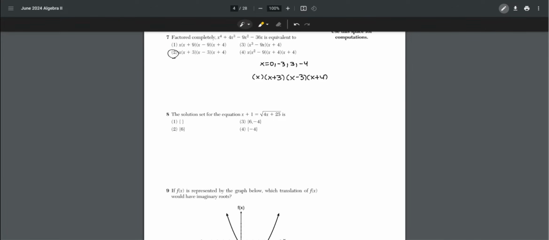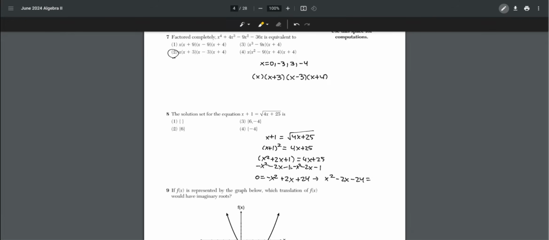Number 8. The solution set for the equation x plus 1 is equal to the square root of 4x plus 25 is. The first step would be to square both sides. This would be x squared plus 2x plus 1 is equal to 4x plus 25. Then move everything to one side. 0 is equal to negative x squared plus 2x plus 24, which becomes x squared minus 2x minus 24, and this factors to x is equal to negative 4 and positive 6.